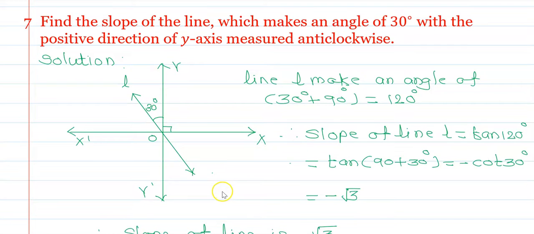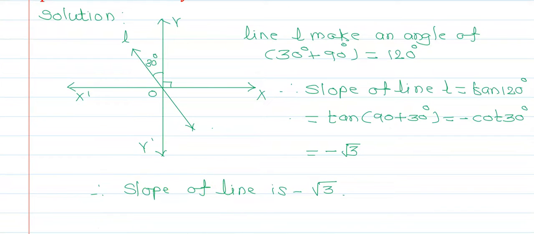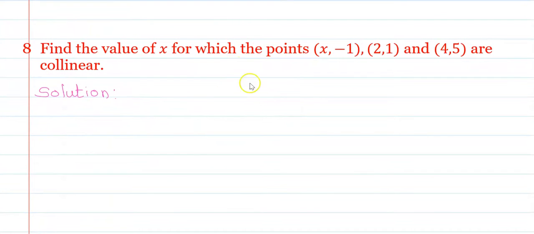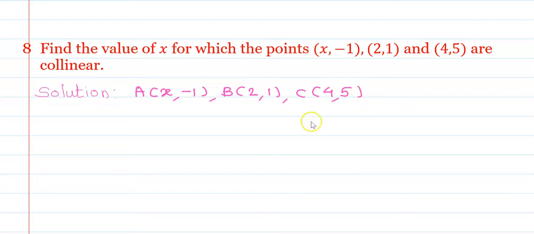Now the next problem. Find the value of x for which the points (x-1, 2), (1, 5), (4) are collinear. Now here the first point A is (x minus 1, -1), B point is (2, 1), and the third point C is (4, 5).